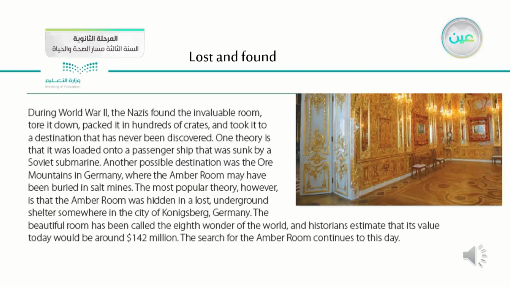The most popular theory, which is actually the important part here, however, is that the Amber Room was hidden in a lost underground shelter somewhere in the city of Königsberg, Germany. The beautiful room has been called the eighth wonder of the world, and historians estimate that its value today would be around $142 million. The search for the Amber Room continues to this day.